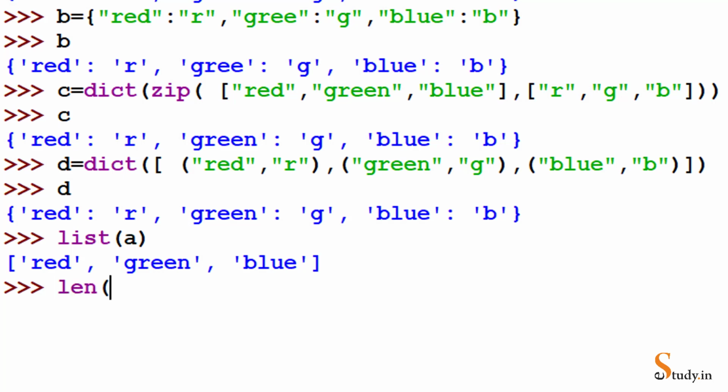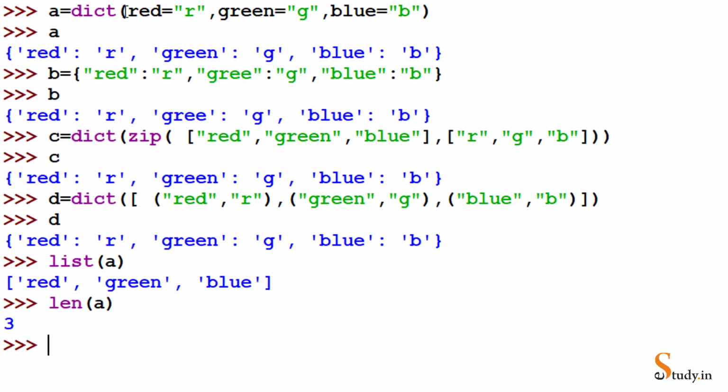Now if you use the length function, it will give you the number of items in the dictionary. So we have 3 key value pairs. It is going to count the pairs: 1, this is the second pair, this is the third pair. So it returns 3.